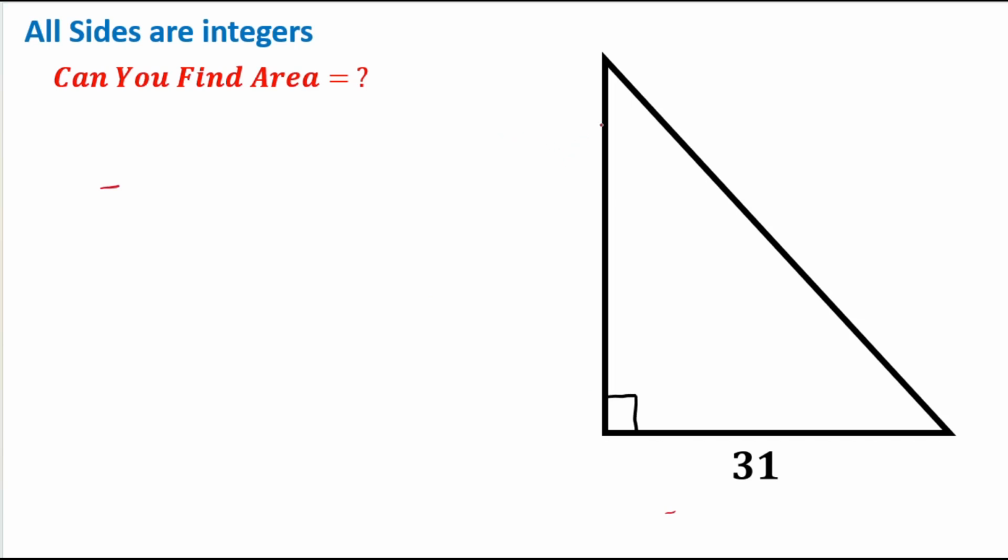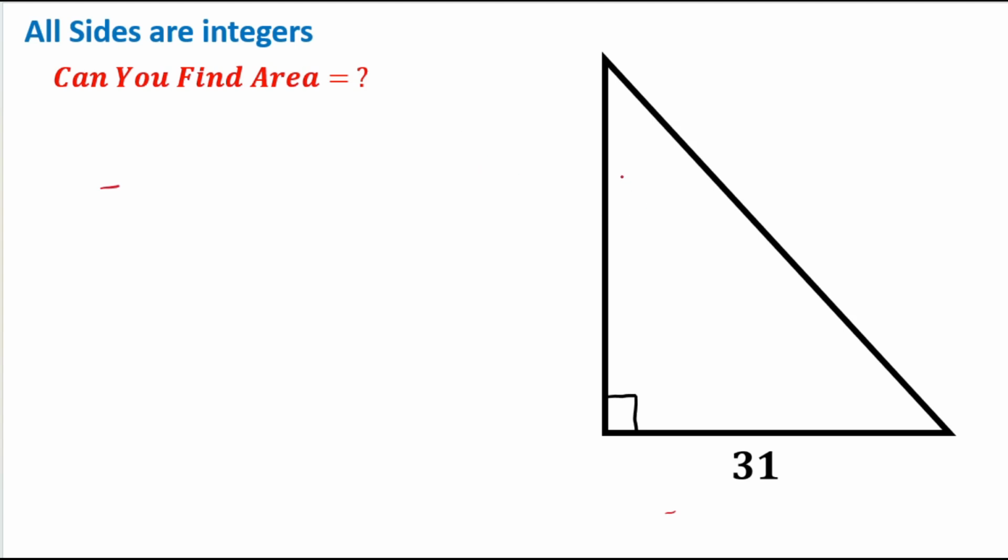In this video, we are going to solve a nice geometry problem. Here, we have a right angle triangle in which this angle is 90 degrees and this side length is 31 units, and we need to calculate the area of this right angle triangle such that all sides of this right angle triangle are integers. If you know the method to solve this question, then please write your answer in the comment box.